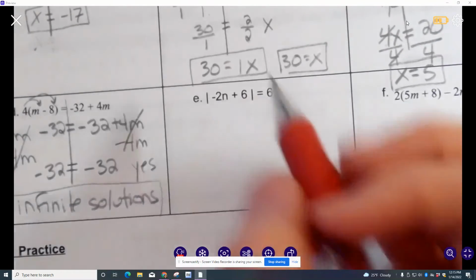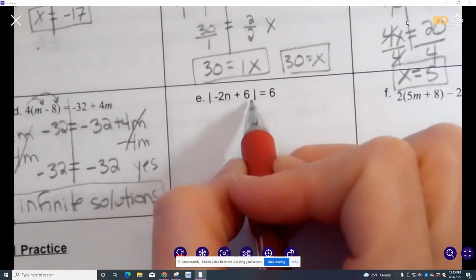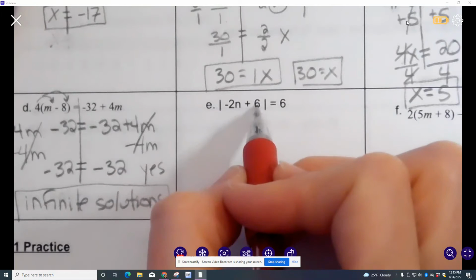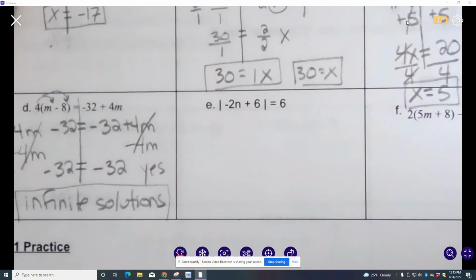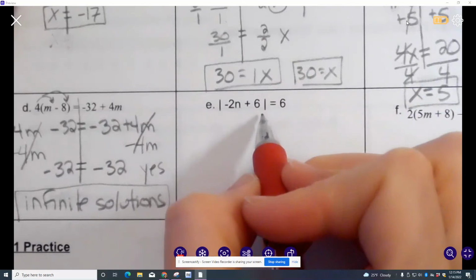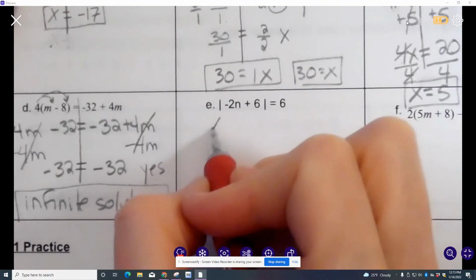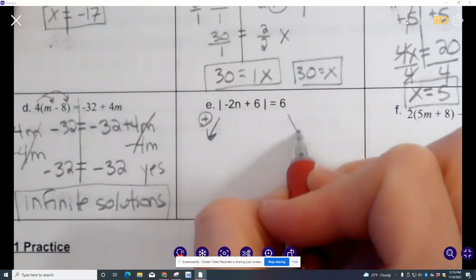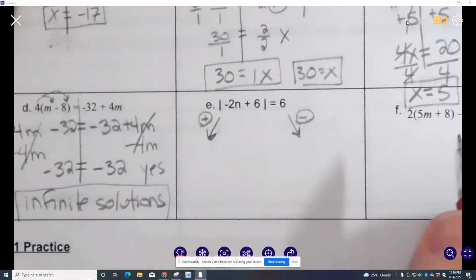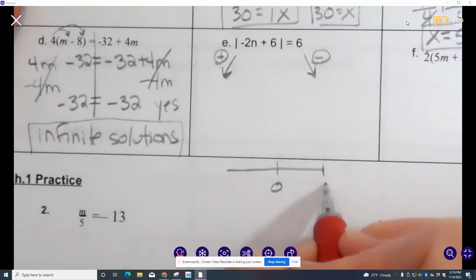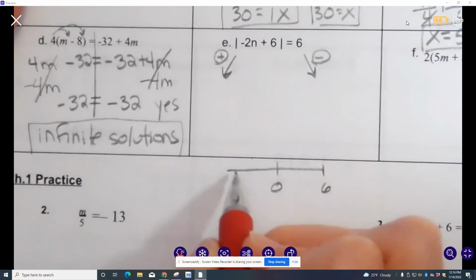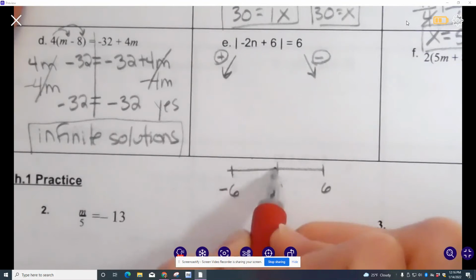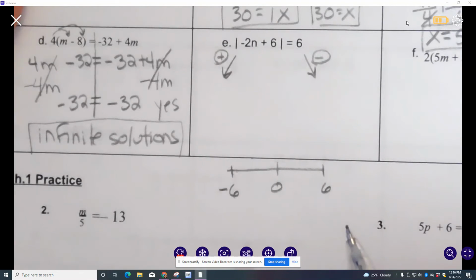Okay, these, if you remember, were absolute values. The definition of absolute value is the distance a number is from 0 on the number line. And when we did these, we said there's always 2 solutions, one positive and one negative, because if you think about the number line, positive 6 is a distance of 6 from the 0. And negative 6 is also a distance of 6 from 0.